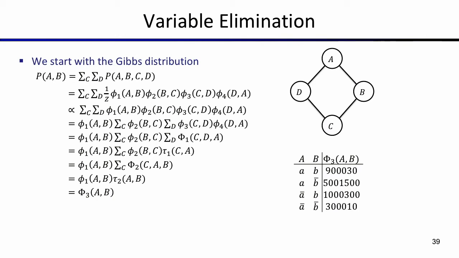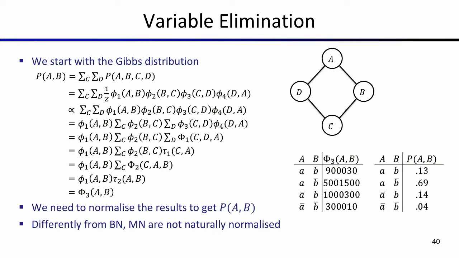And so here it is, the final factor. This final factor has these large numbers, and let's see what happens when we normalize this factor. And yeah, we get the marginal probability over A and B. Exactly the same numbers that we have seen before in the previous slide.